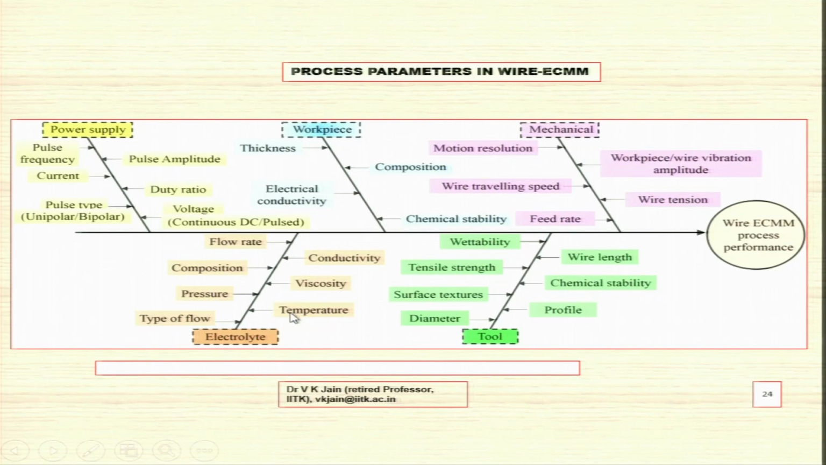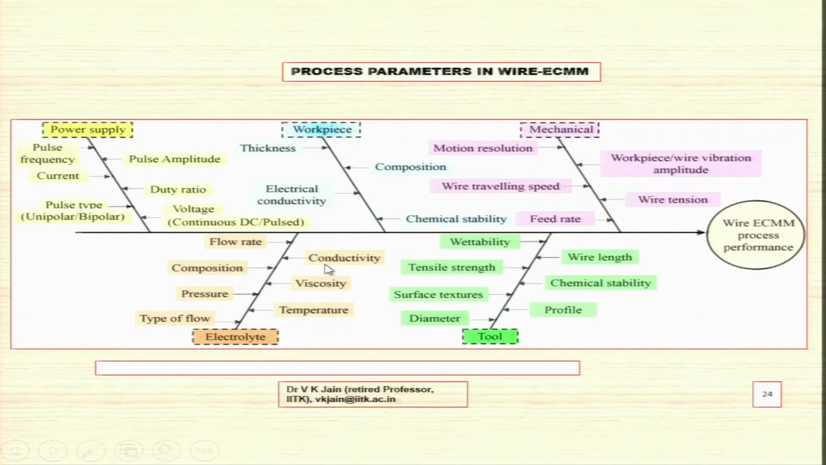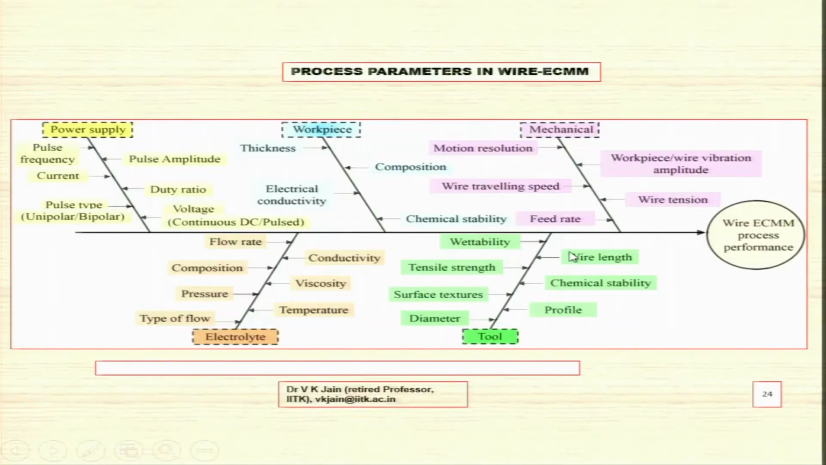Like temperature affects the properties of the electrolyte, and once properties of the electrolyte are changed, the process performance will change. So normally temperature controllers are used in these processes. Same way is true for viscosity, electrical conductivity of the electrolyte, and so on. And then tool: wettability, tensile strength, surface texture, diameter, and here tool means the wire, length, chemical stability, profile. So you can see there are so many process parameters which should be controlled properly for getting optimum performance from the process. Now, how to evaluate the performance of the process, I have already mentioned to you in terms of material removal rate, etc.